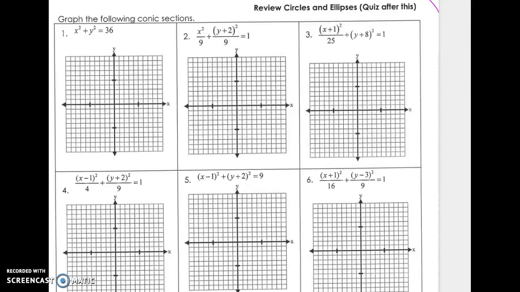All right, so I'm going to go through a few questions on the review for the quiz on ellipses and circles. And I'm not going to do all the review guide because a lot of the questions are very similar. So at the very basic level, you should know how to graph a circle.